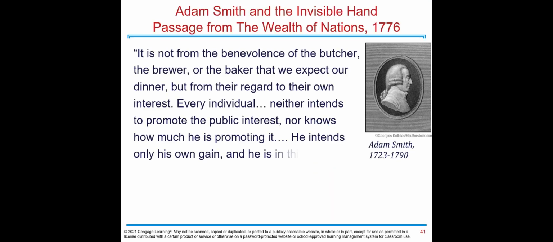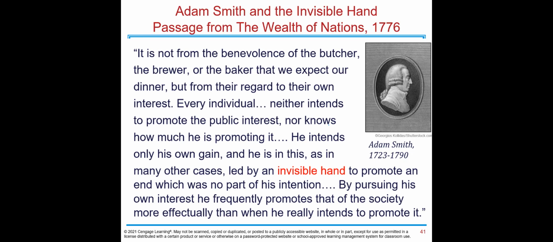Adam Smith and the Invisible Hand. There is a passage from The Wealth of Nations, his famous book, 1776. "It is not from the benevolence of the butcher, the brewer, or the baker that we expect our dinner, but from their regard to their own interests. Every individual neither intends to promote the public interest nor knows how much he is promoting it. He intends only his own gain, and he is in this, as in many other cases, led by an invisible hand to promote an end which was no part of his intention. By pursuing his own interests, he frequently promotes that of the society more effectually than when he really intends to promote it."